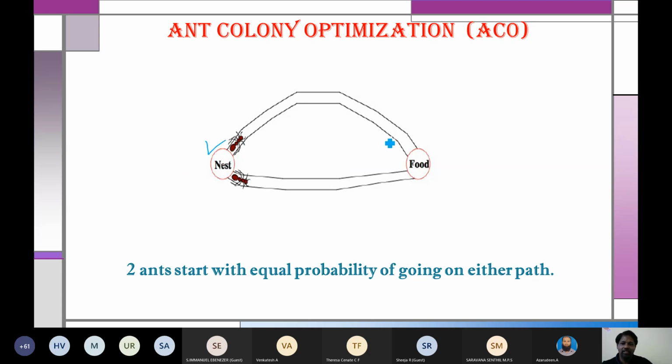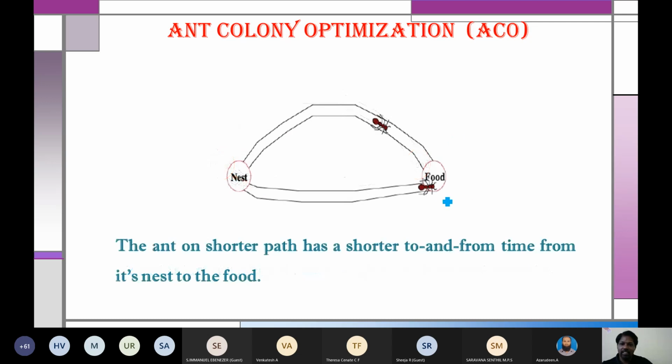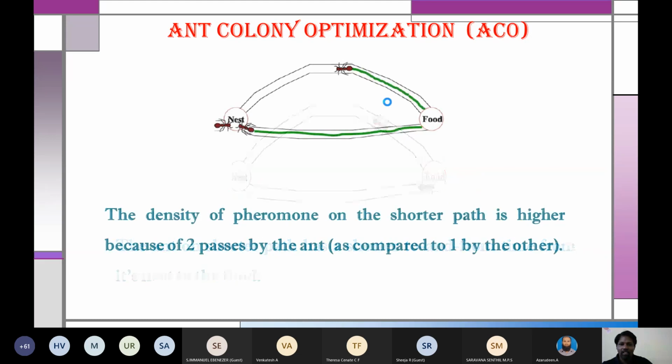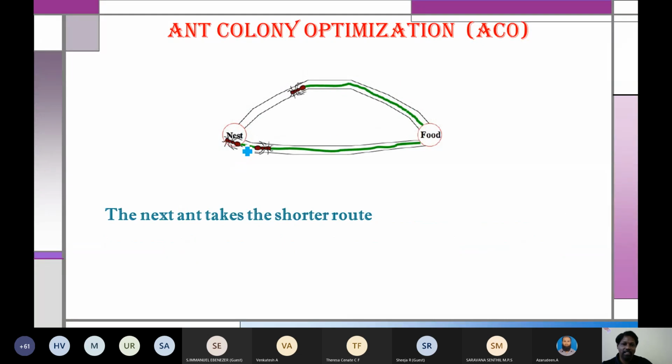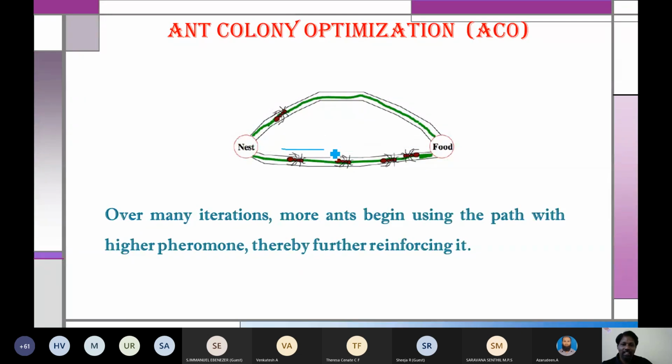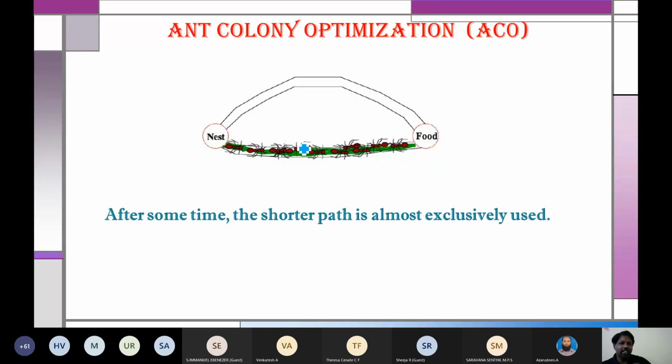We have seen a nest and food. The first ant has reached it faster. The second ant has just reached nearly 70% of that path. The first one is moving, but the second one is still going. As more pheromone content is there, this path will be taken. This is what we have seen till now. Finally, one by one the ants will flow through this path, and eventually all the ants will take the same path. This is how ants find the food and the shortest path. The same thing is converted into mathematical equations and we are solving problems by using ACO.